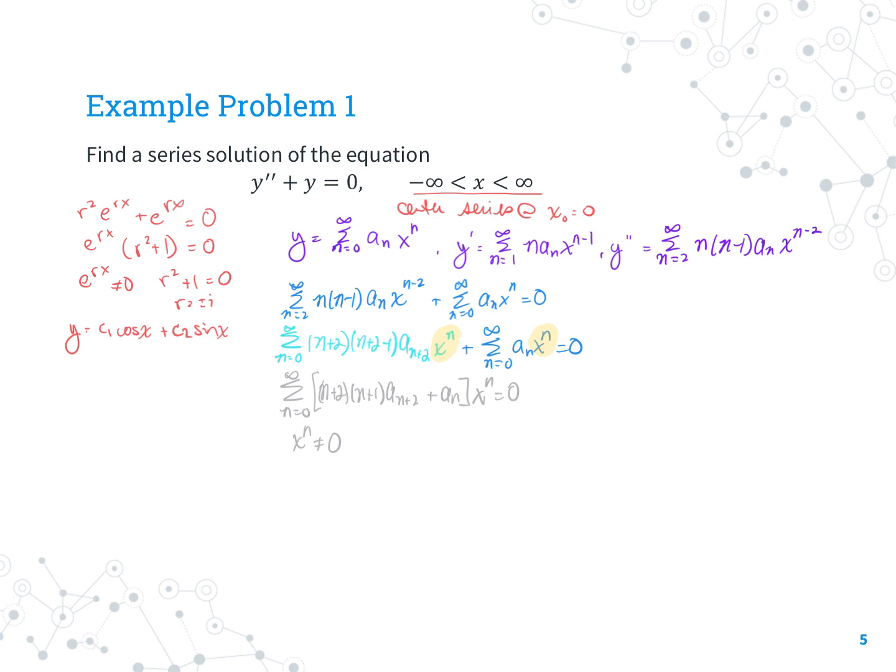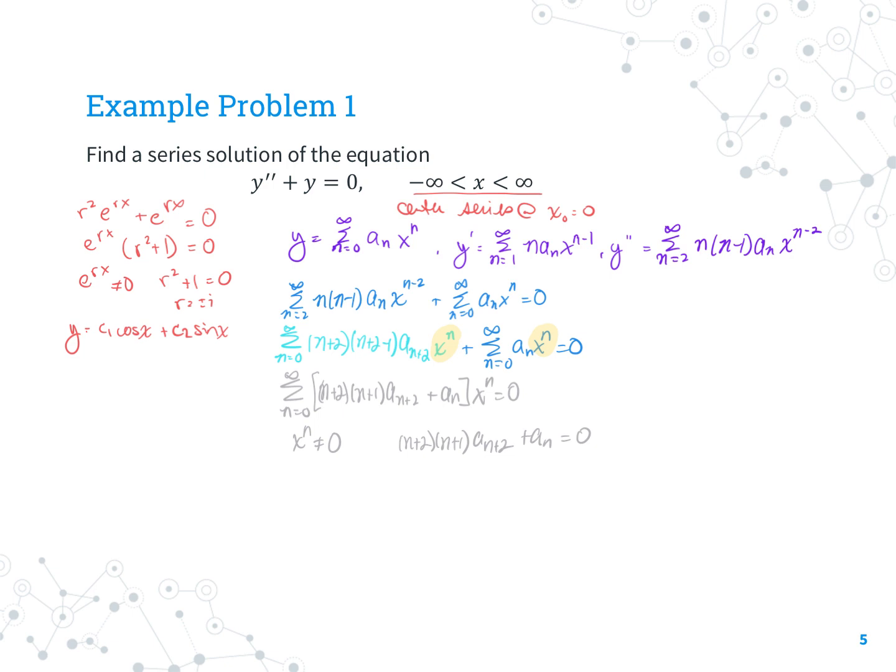What must be 0 then is our n plus 2 times n plus 1, a sub n plus 2 plus a sub n. And what we're going to do is solve for what we call a recurrence relation. We're going to solve for a sub n plus 2 in terms of a sub n. And then we're going to start n at our lower index, which in this case is n equals 0. And we're going to find the first few terms and see if we can come up with a pattern.